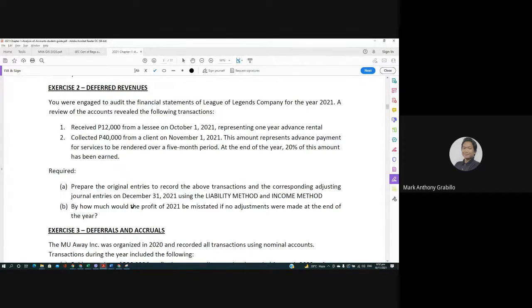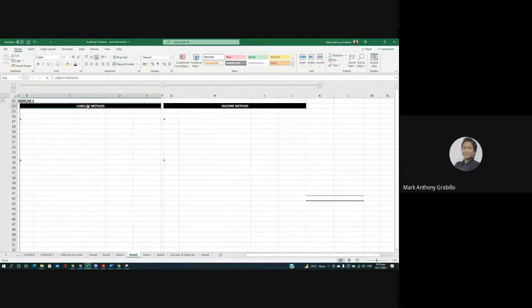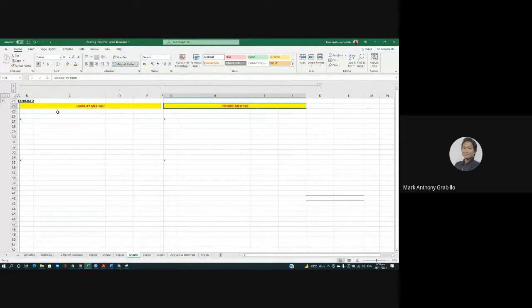Another one is by how much would the profit be misstated if no adjustments were made at the end of the year. So kapag nagre-record pala tayo ng advance payment, pwede nating i-record siya using the two methods. Liability method and then income method. So pwedeng i-record as liability method and then income method.